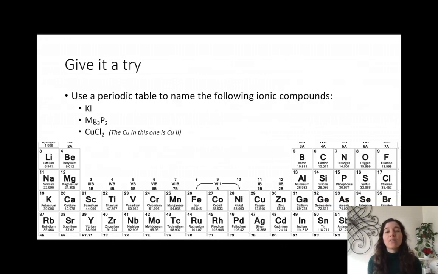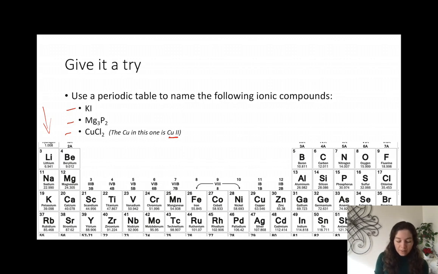Okay, so go ahead and give this a try yourself. You can use the periodic table below to name each of these individual compounds here. I've indicated for you that this one is Cu2+, so you'll know the oxidation state that it's currently in. Let's look at the answer for this one.